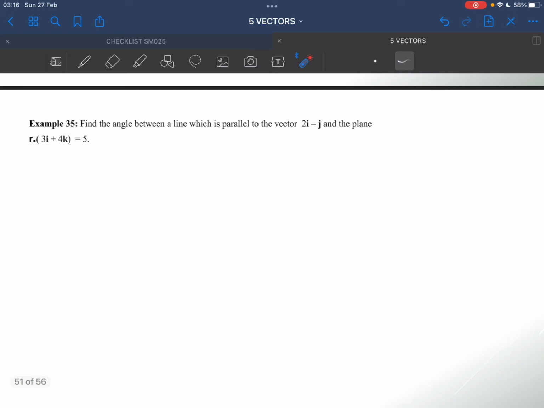Find the angle between line and plane. Sorry, find the angle between the line which is parallel to the vector 2i minus j. So there we know that the vector is equal to 2i minus j, and the plane is 3i plus 4k equals 5. So we know that this is the normal for the plane, 3i plus 4k.